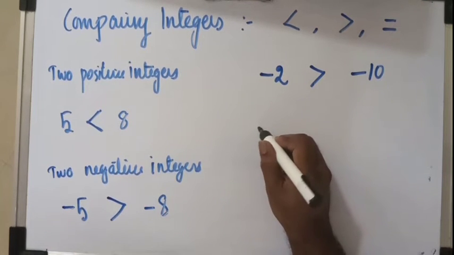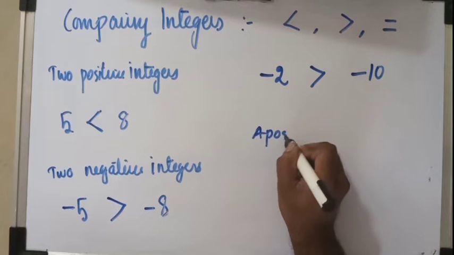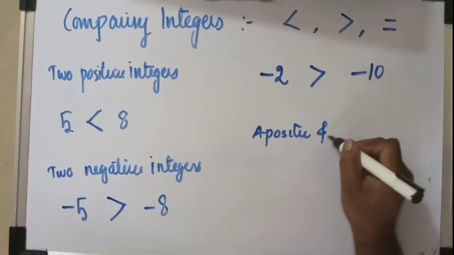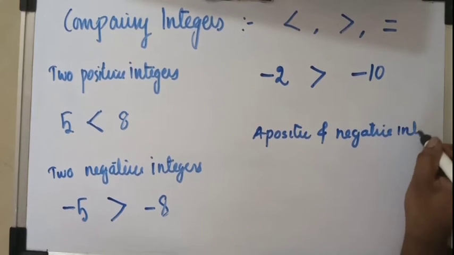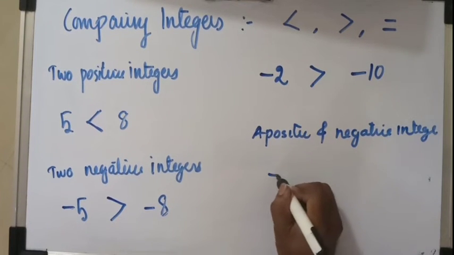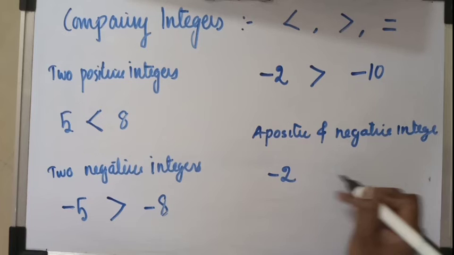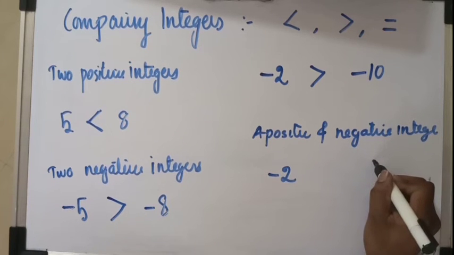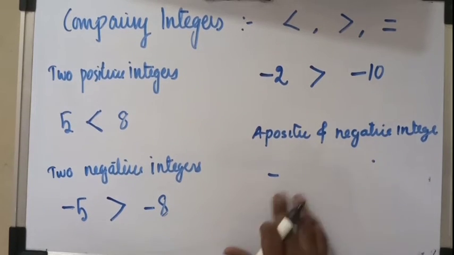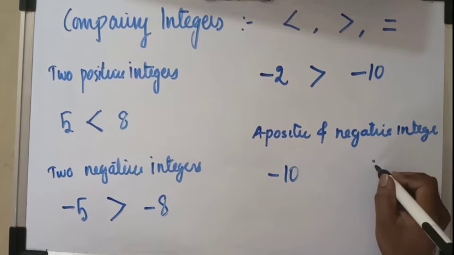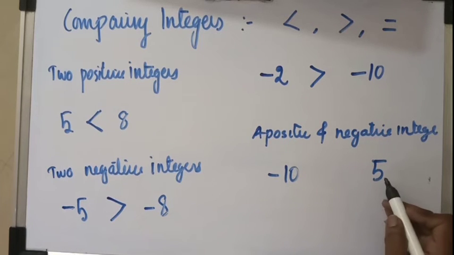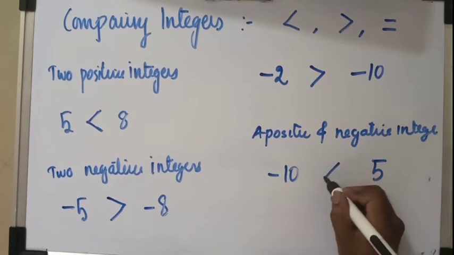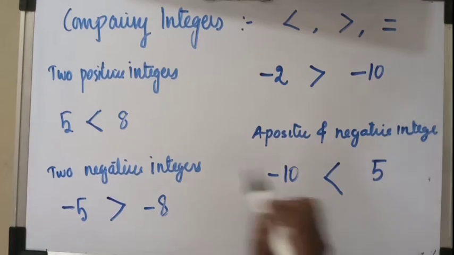Now comparing a positive and a negative integer. See, this is -2 and this is -10 and here say you have 5. Now which is the greater number? Whenever a negative and a positive number are compared, the positive number will always be the greater number.